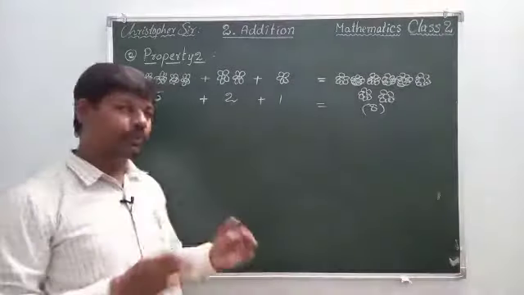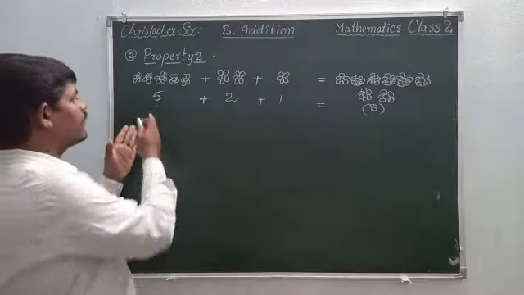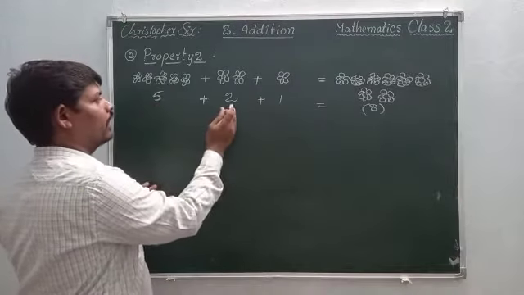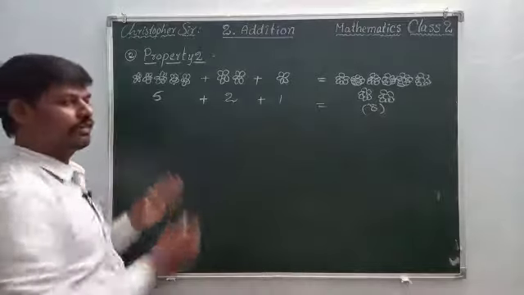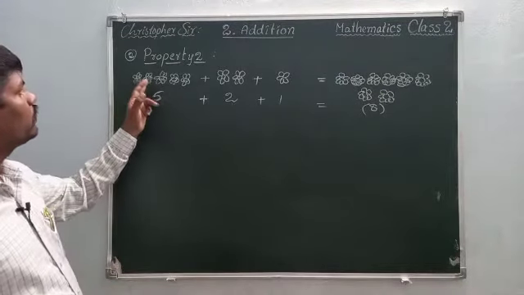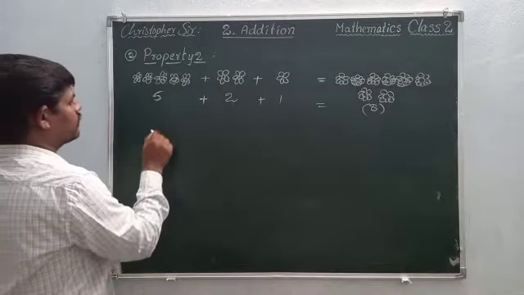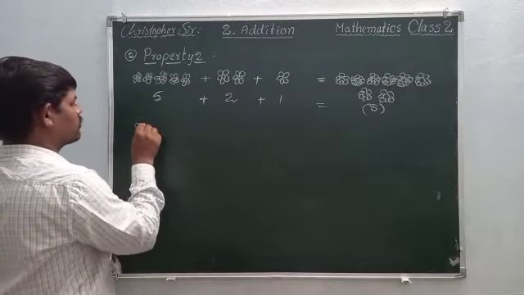So while doing these 3 numbers, first we have to add 5 and 2. These 2 numbers we have to add first. Okay, let us add these 2. 1, 2, 3, 4, 5, 6, 7. That means we got 7 flowers.